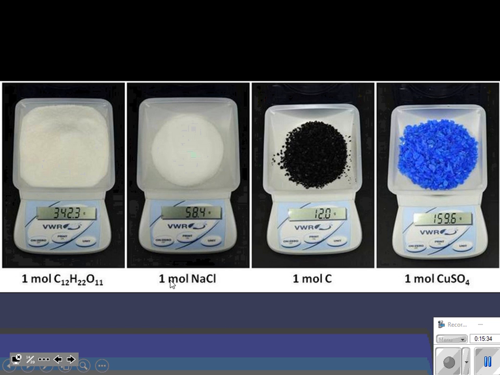Are the masses the same? Well, look at this. Are these masses the same? Absolutely not. So, 1 mole of a substance will have a different mass. The atomic mass units will be different, but the number of particles in a mole is always the same. Avogadro's number of particles.